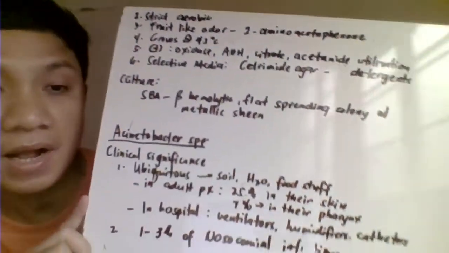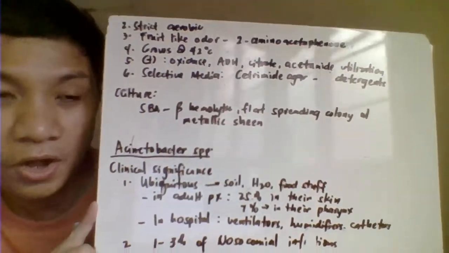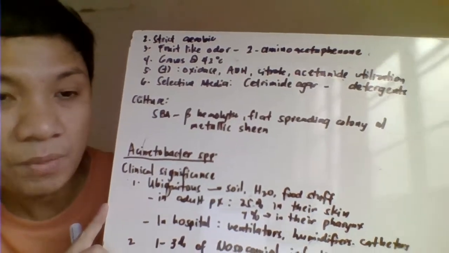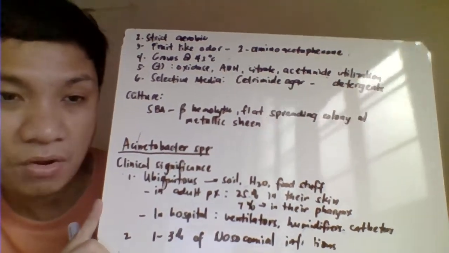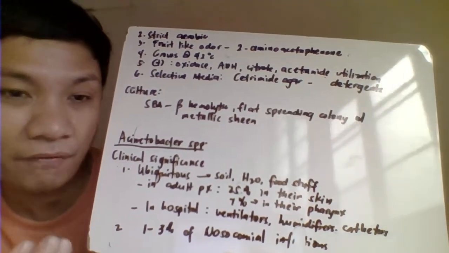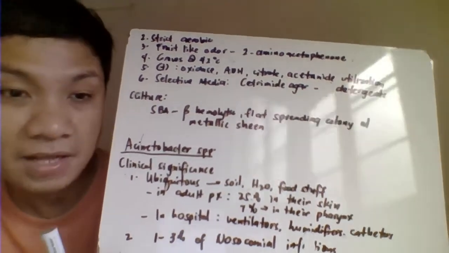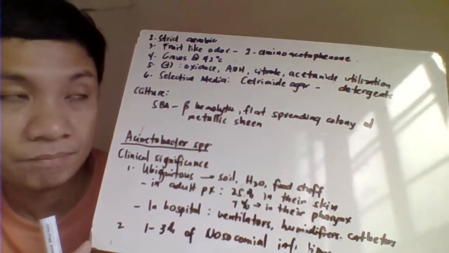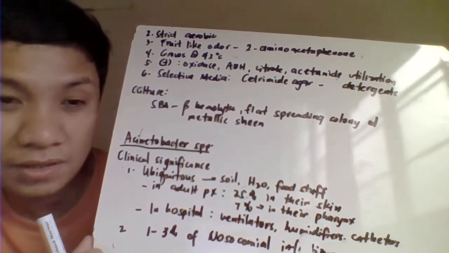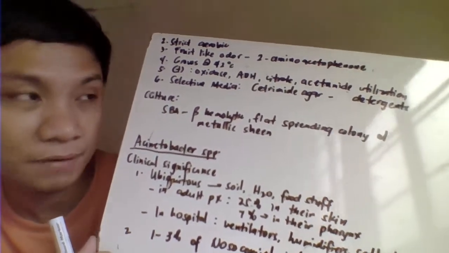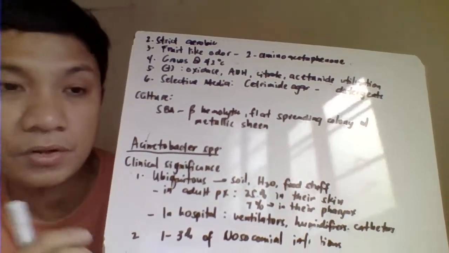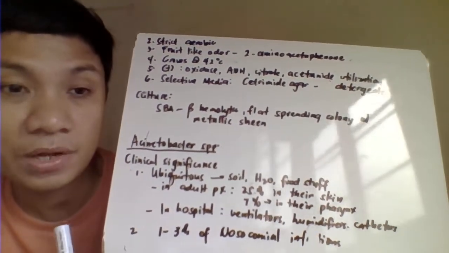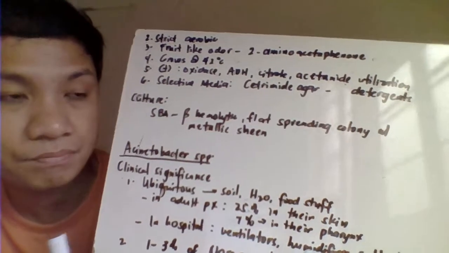Then we have other colonial morphology characteristics. This is a strict aerobe. Another one, it produces a characteristic fruity, grape-like odor because of the substance 2-aminoacetophenone. The 2-aminoacetophenone is responsible for the fruit-like odor. It is also able to grow at 42 degrees Celsius. It can grow at 35 and 42 degrees Celsius.